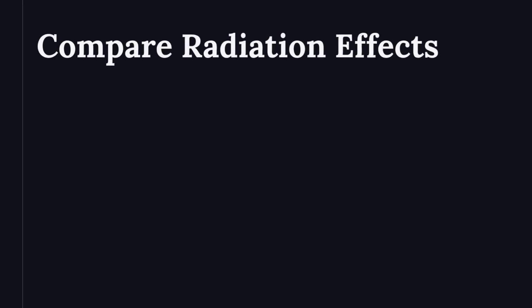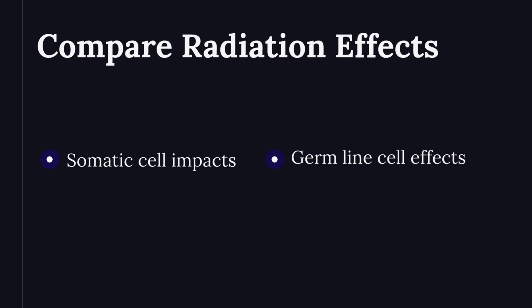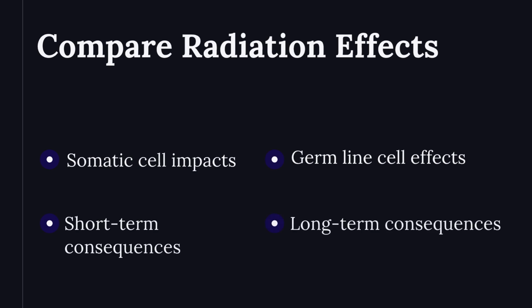Compare effects of radiation on somatic cells. Compare effects on germline cells. Explain short-term and long-term consequences. Use clear biological examples. This comparison highlights the varied impacts of radiation.